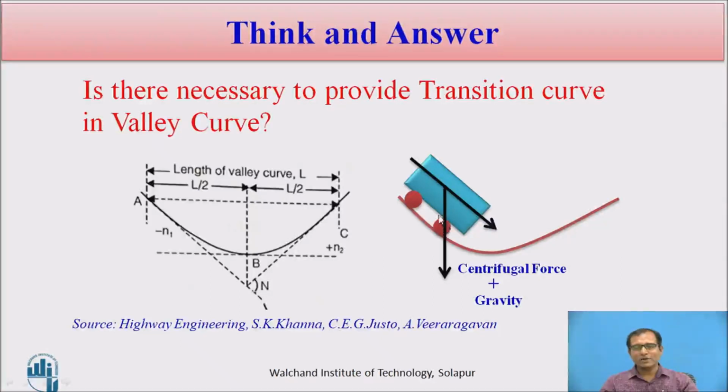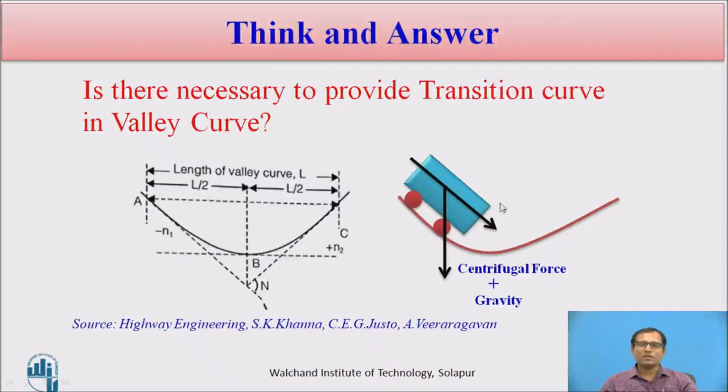So when centrifugal acceleration exists, we need to introduce this centrifugal acceleration gradually. For that, we need a transition curve. Otherwise, it causes discomfort to the passengers and driver, and might cause sudden jerk and safety problems. For all these reasons, we need to have a transition curve on valley curves.